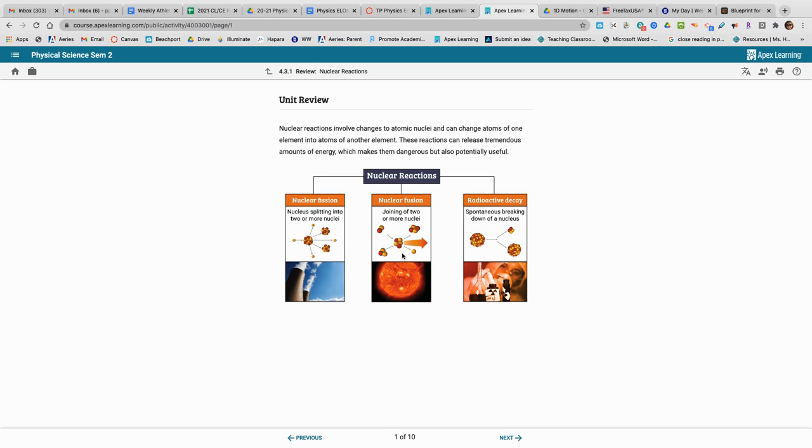Nuclear fusion is what's happening on the sun. Hydrogen atoms are combining at very, very high temperatures and energy to form helium, and in the process releasing a ton of energy, and that energy is what's fueling the sun.